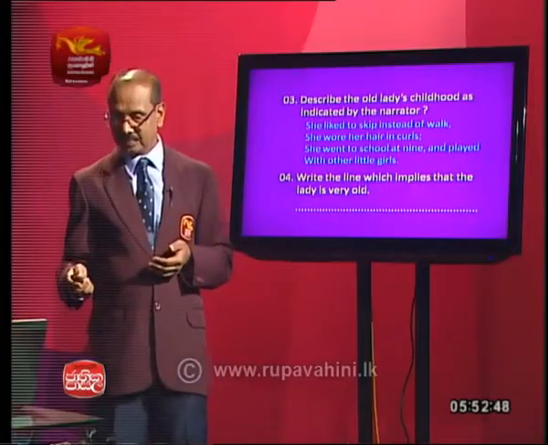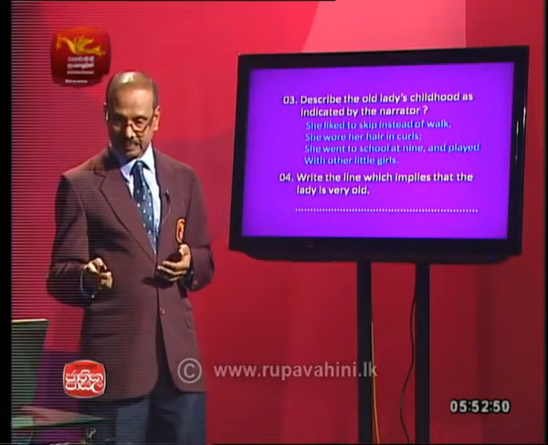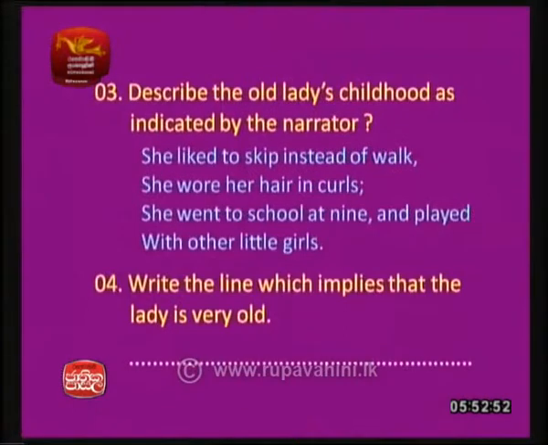You can write it in your own words, right. Next one. Write the line which implies that the lady is very old. Write the line which implies that the lady is very old. So there are several places. Now here we can write: is as old as old can be. If I give my first line, you get a gray-haired lady. So you can take one place and write that.